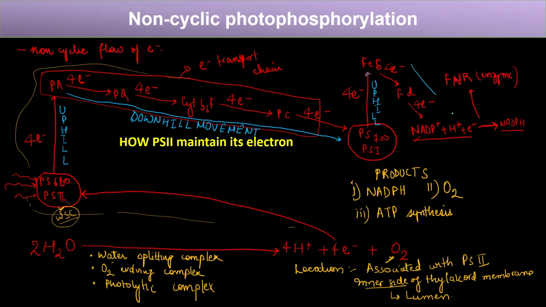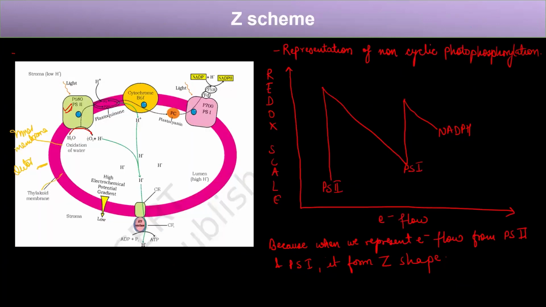And then again this will be downhill movement. So in one non-cyclic photophosphorylation, there are 2 uphill and 2 downhill movements. So this is all about non-cyclic photophosphorylation.